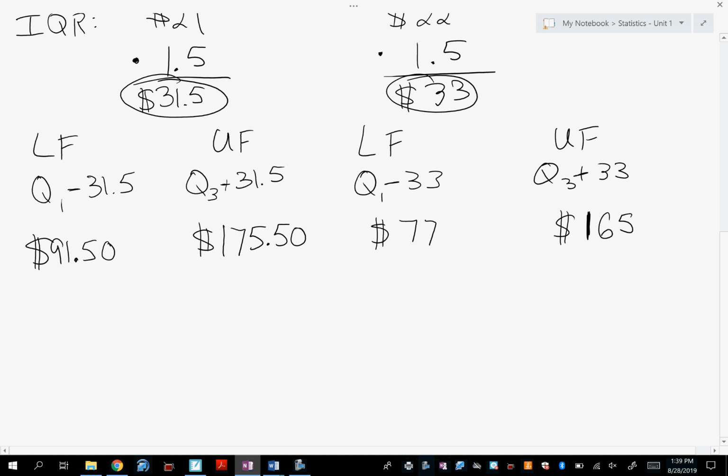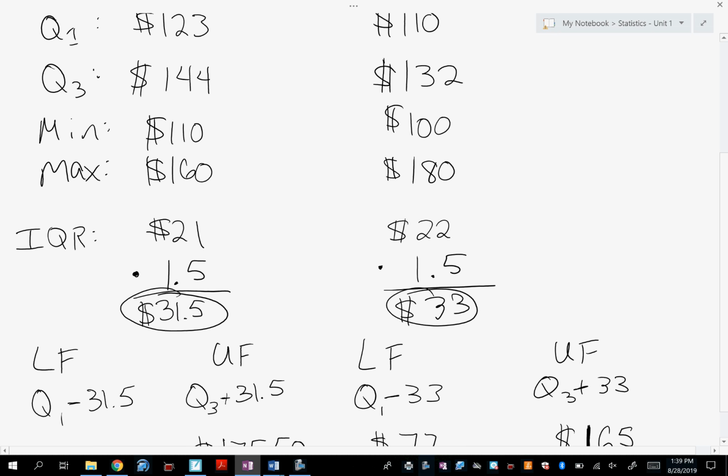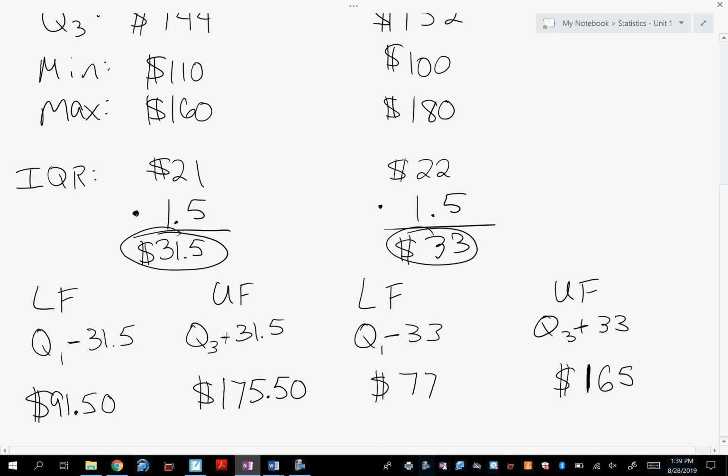Yes, question. Kiara. Okay, why am I doing this? I want to see if we have any outliers. So let's do it for Moose Burgers. The lower fence is 91.5. What is the minimum value for Moose Burgers? 110. Is 110 in the outlier range? No. 110 is above the lower fence. So if it's not below the lower fence, it's not an outlier. So there's no outlier on that side for Moose Burgers. What about my maximum of 160? Is that above my upper fence? No. Maybe I should do it visually. Should I do it visually?